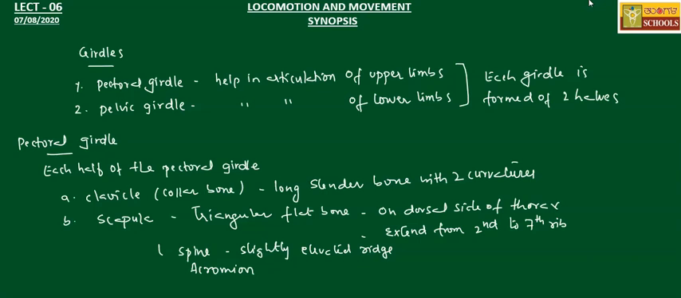Below the acromion we have a cavity, and that cavity is called the glenoid cavity. It is into this glenoid cavity that the head of the humerus fits, and that forms a ball and socket type of joint.